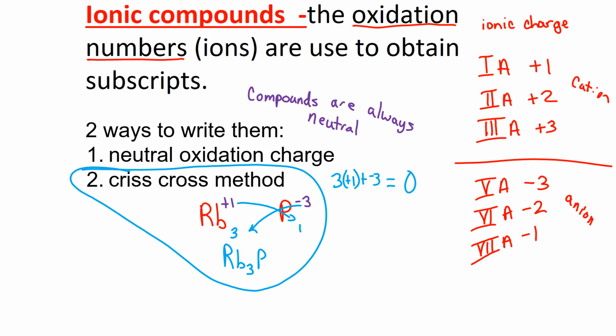All right, equals 0. All right, so when we look at this, what I did here is I essentially neutralized the oxidation charge. So this is the way that I would get to the other one: I'm going to set the equation to 0, and I have to figure out how many of each I need to get to 0.